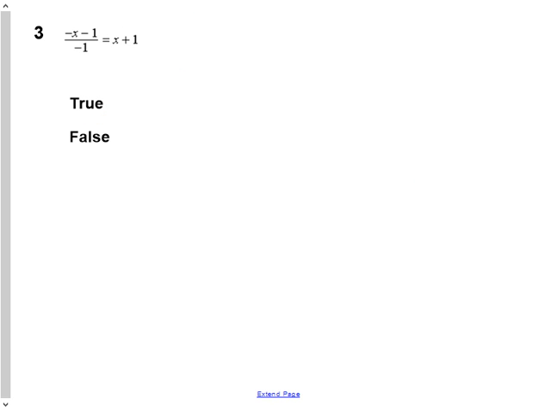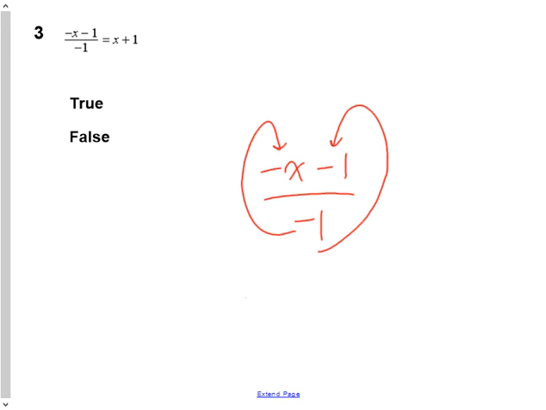Question 3, dividing negative x minus 1 by negative 1, what will it equal? So again, we're using distributive property of a binomial divided by a monomial. So negative x divided by negative 1. Again, you can think of this as being a negative 1 coefficient. That negative 1 divided by negative 1 is 1 over 1. And x stays by itself, so it's 1x over 1, or simply x. So the first term will become x.